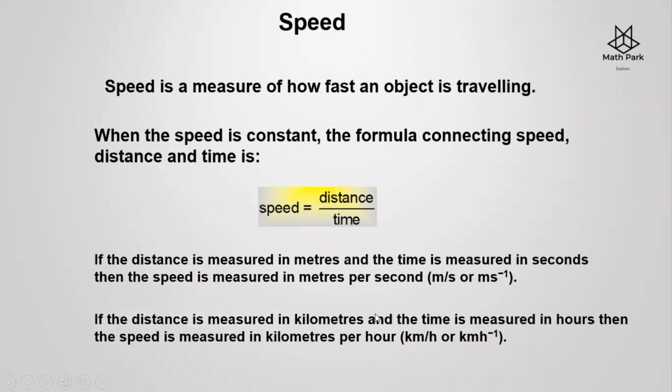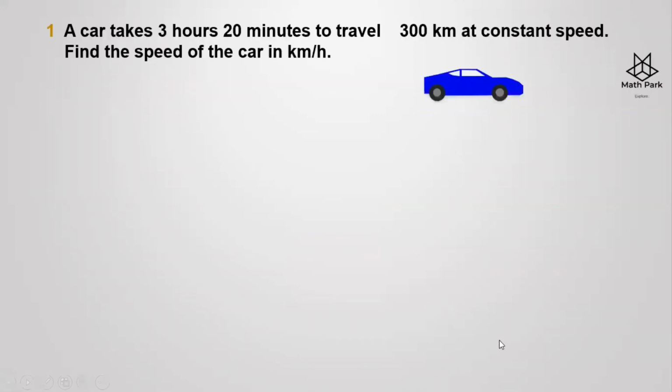If the distance is measured in kilometers and the time is measured in hours, then the speed is measured in kilometer per hour. Let's solve one problem. A car takes 3 hours 20 minutes to travel 300 km at constant speed. Find the speed of the car in kilometer per hour.